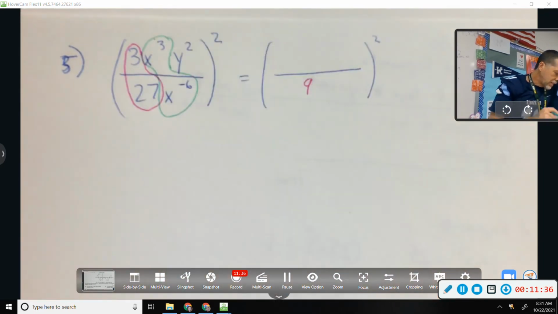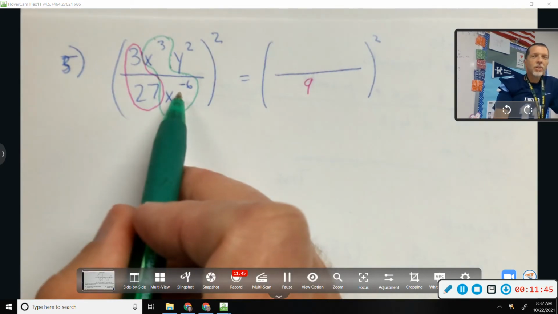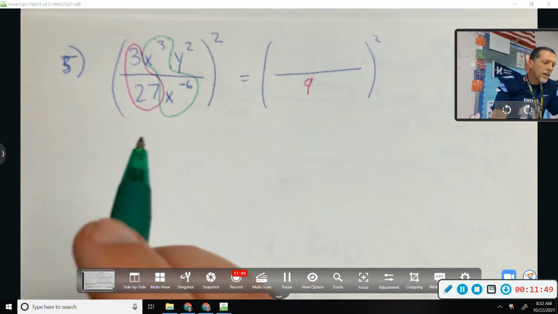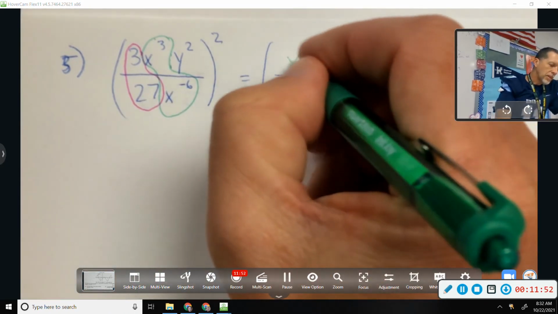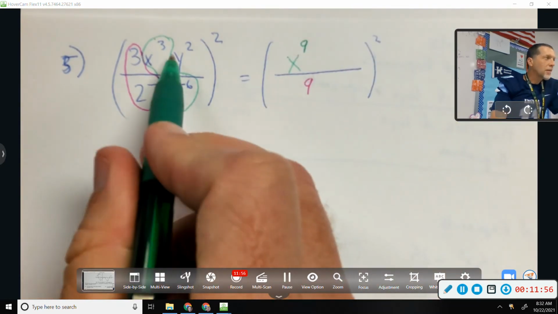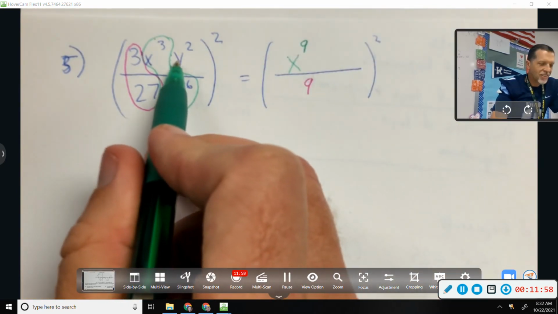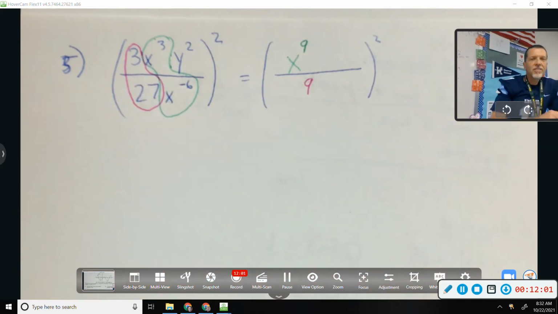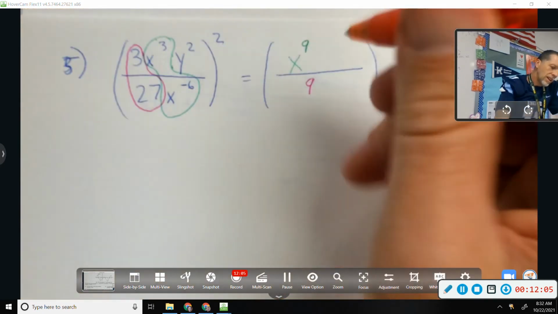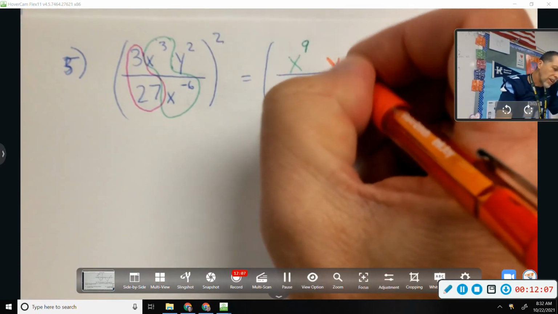How about x cubed over x to the negative 6? What does a negative exponent do? It flips. So if this flips to the top, how many x's do I have in the top now? It flips to the top and becomes positive. So I have x to the 6th and x to the 3rd, so that makes x to the 9th. And then lastly, y squared is just still right there.